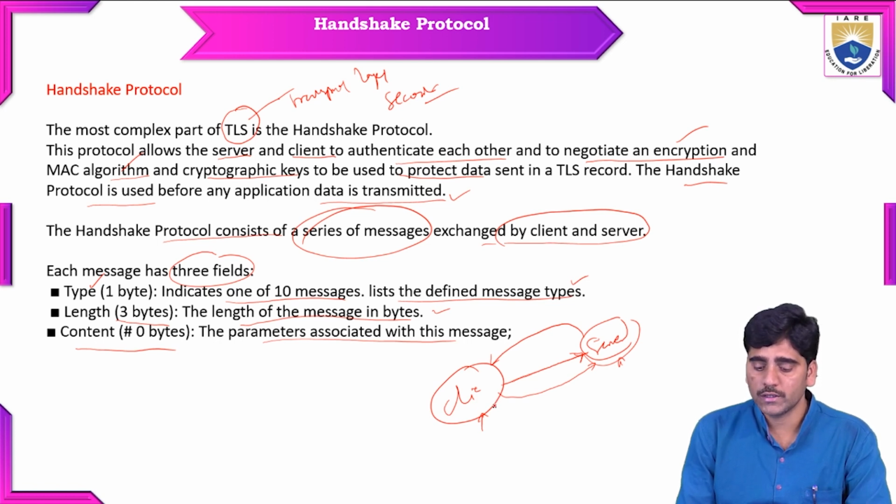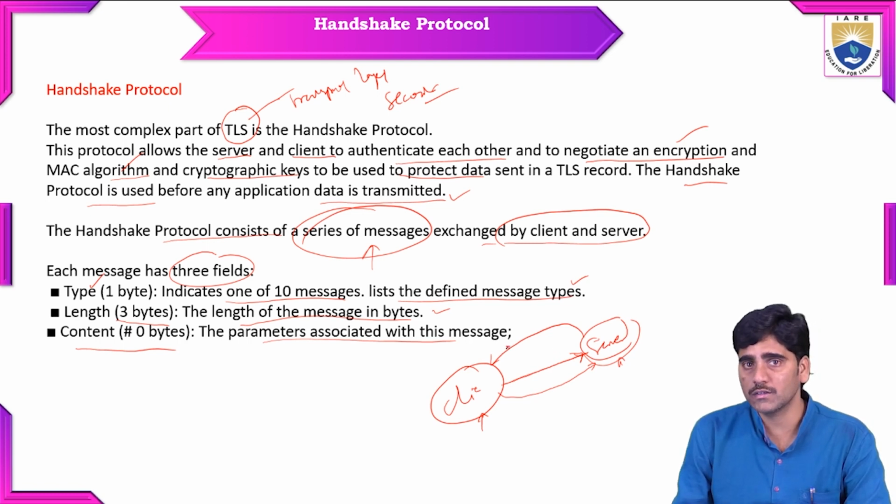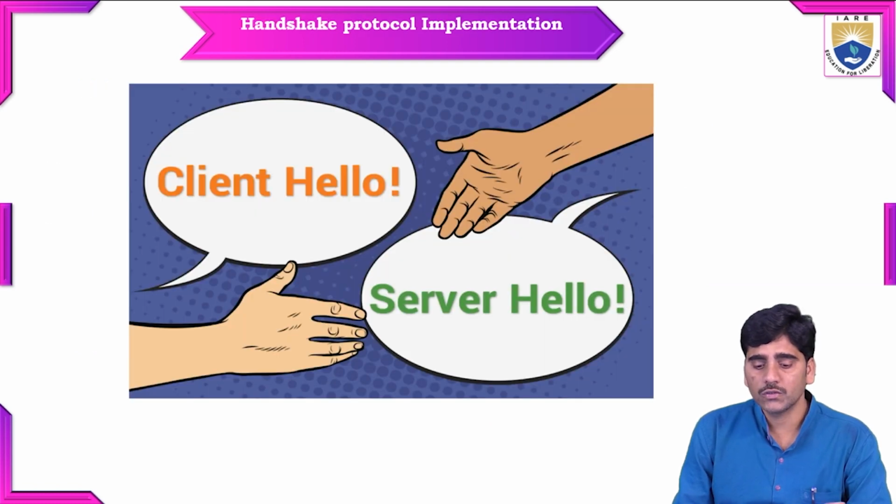So, to send a series of messages, each message has a type, each message has a length, and each message has some content. Because of all these, the three fields occur in the handshake protocol. With that only, the client and the server can maintain the connection by the handshake protocol. The handshake indicates that both client and server are ready to communicate together.